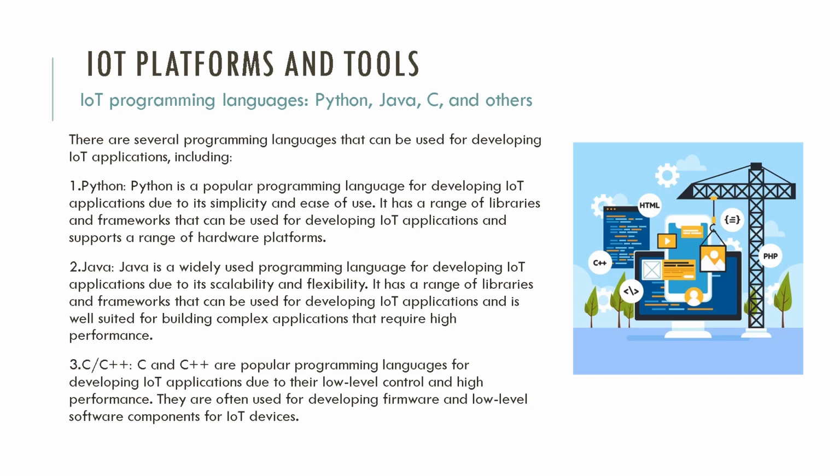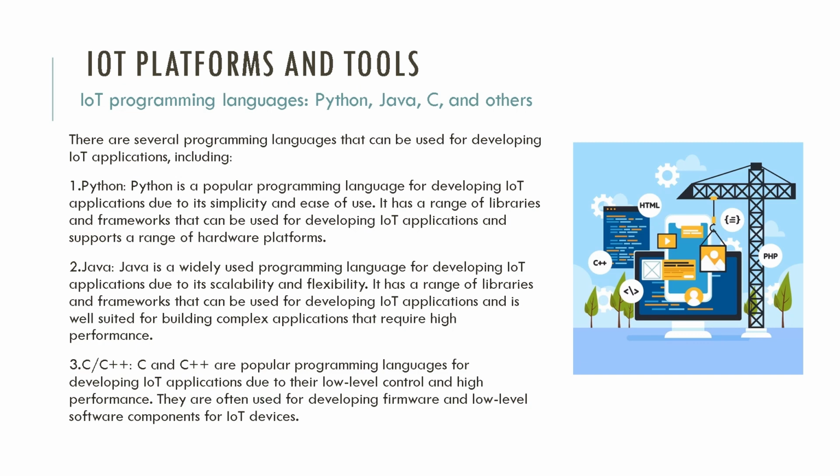Python. Python is a popular programming language for developing IoT applications due to its simplicity and ease of use. It has a range of libraries and frameworks that can be used for developing IoT applications and supports a range of hardware platforms. 2. Java. Java is a widely used programming language for developing IoT applications due to its scalability and flexibility. It has a range of libraries and frameworks that can be used for developing IoT applications and is well suited for building complex applications that require high performance.